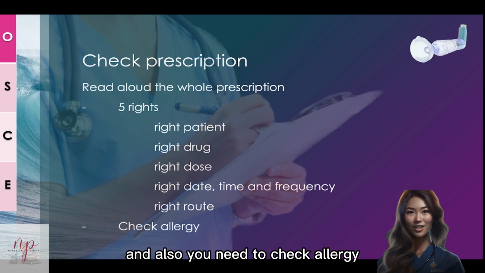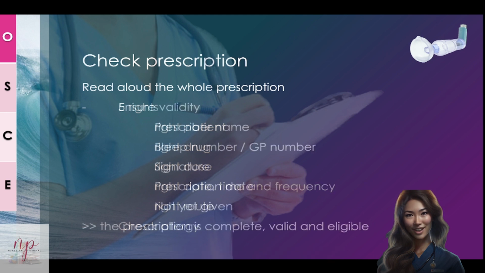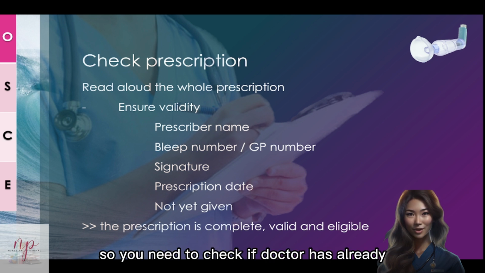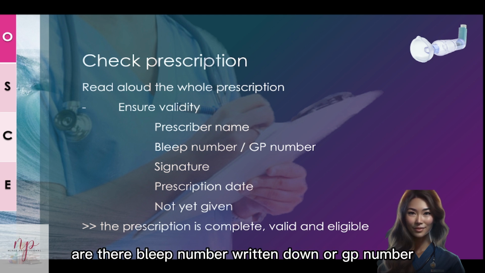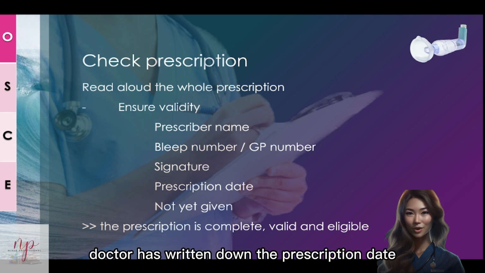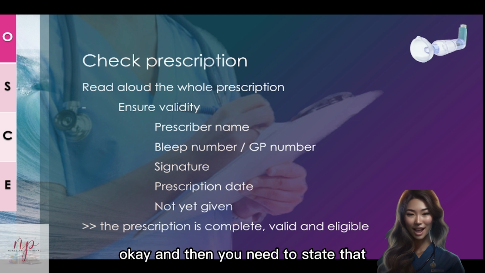And also you need to check allergy. This is important for every medication administration. Besides the 5 rights, you need to ensure the whole prescription is eligible. So you need to check if the doctor has already signed on the paper, and their PIP number or GP number is written down. If yes, read it aloud, alright? And also you will see if the doctor has written down the prescription date. If yes, read it out, okay? And then you need to state that the prescription is complete, valid, and eligible.